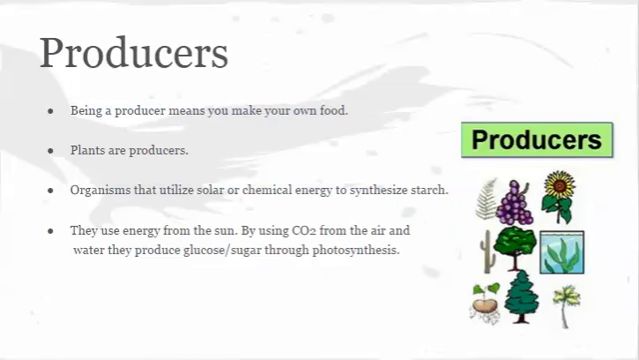Next up is your producers. Being a producer means that you make your own food. Plants are producers. So down in the bottom right you can see a few examples of producers. Obviously sunflower, a tree, they have a cactus there. These are organisms that utilize solar or chemical energy to synthesize starch. They use energy from the sun, and by using CO2 from the air and water they produce glucose through photosynthesis. If you guys are familiar at all with the photosynthesis equation, you know that sun and CO2 combine and they come out with a glucose or food for themselves in a starch form.